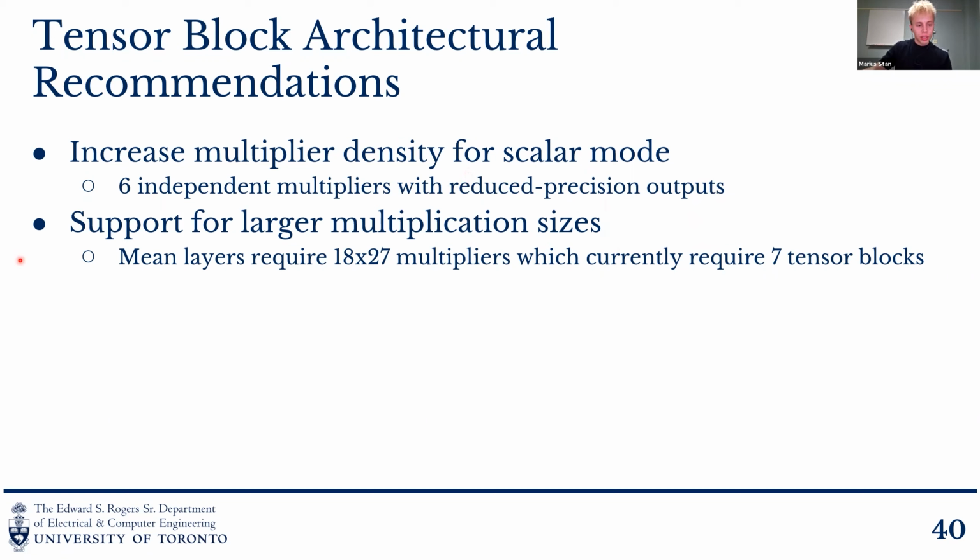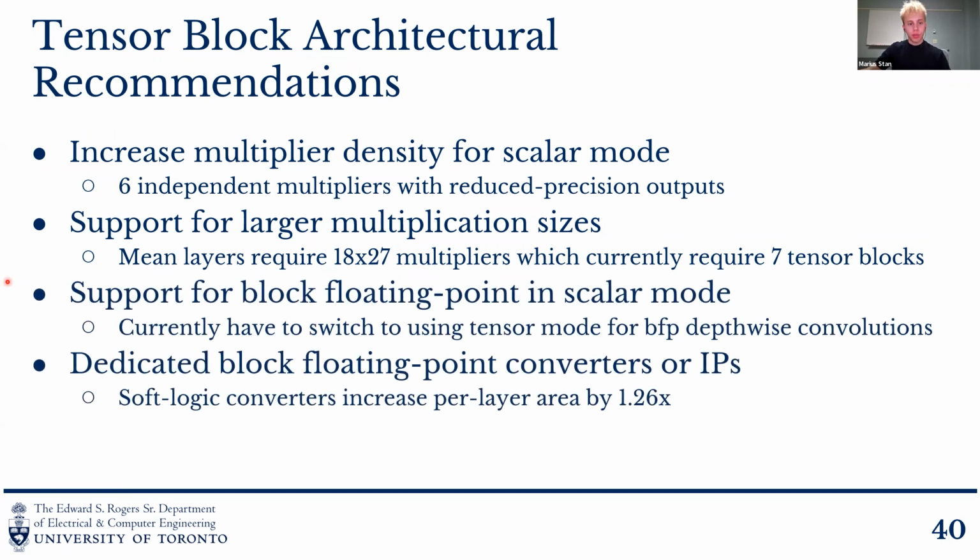Support for larger multiplication sizes. I didn't talk about this much, but mean layers, which are present in the MobileNets, require these larger multipliers, which we currently implement using 7 tensor blocks. While these MobileNets don't have a lot of these mean layers or require these larger multipliers, this could potentially be an issue for other networks. So having some support for these larger multiplications would help these other networks as well as help other applications on these devices.